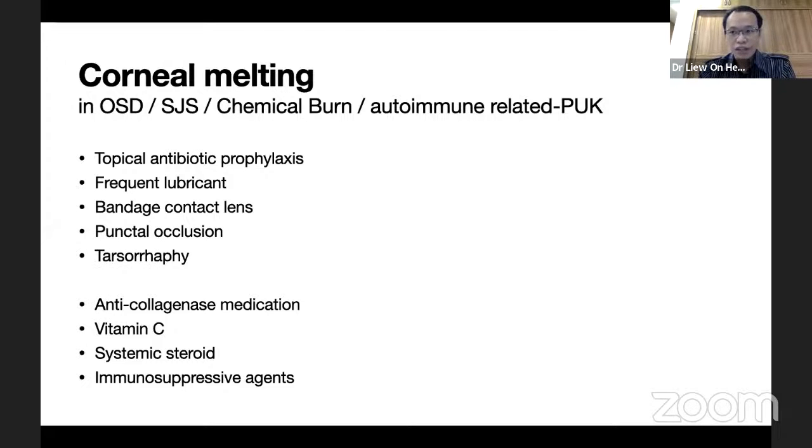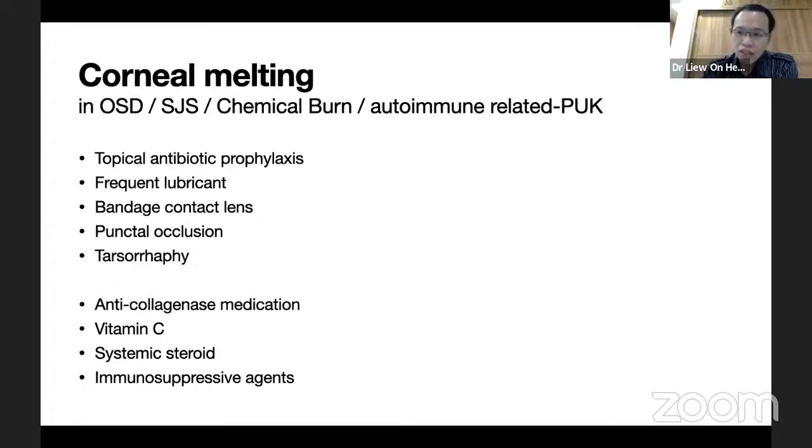Prevention is always better than cure. When you see early corneal melting, you should start to treat the patient very intensively. Topical antibiotic prophylaxis is very important to prevent secondary infection. Frequent lubricants with a bandage contact lens are important to help epithelialization. Punctal occlusion may sometimes be used to maintain the moisturization of the corneal surface. In some cases, tarsorrhaphy is warranted if there is no improvement.